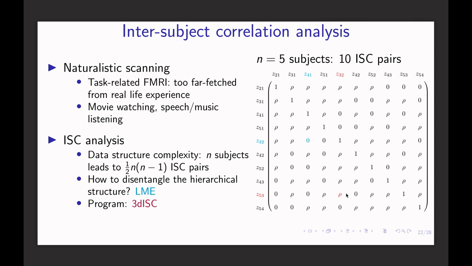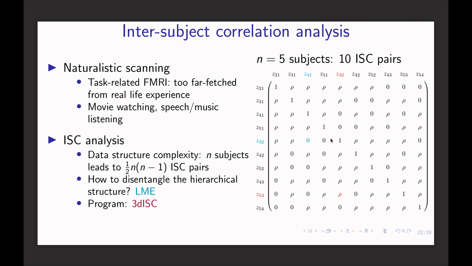In contrast, the other pair, this one between subject 2 and 3 versus the other one between 3 and 5, they do share one common subject, subject number 3. So in that case, we should assign a non-zero correlation value there. So in the end, we have this complex correlation matrix pattern.